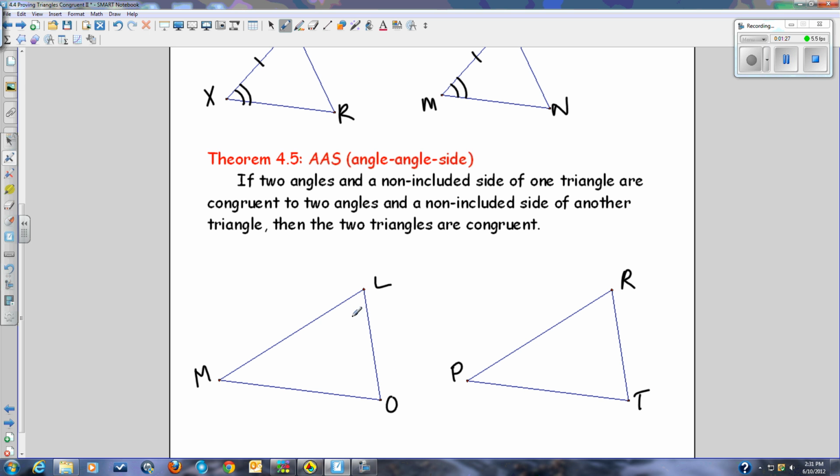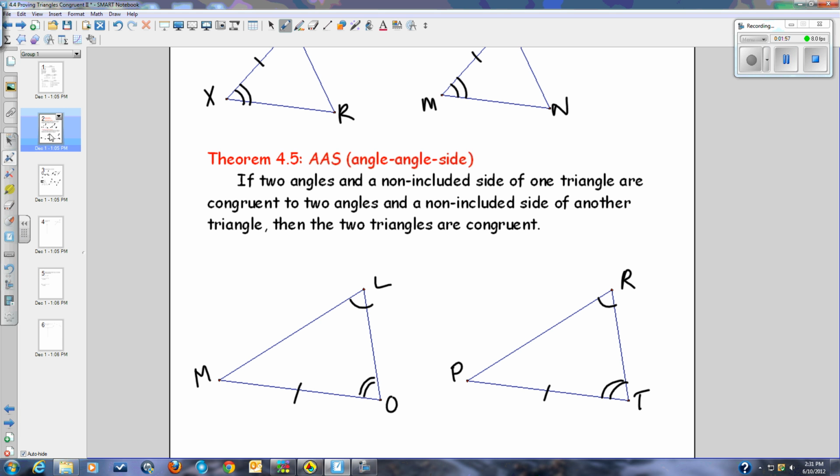So we're looking at two angles in a row, two consecutive angles being congruent. So for instance, angle L and R and angle O and T. And then a side not between those two angles, but one of the other two sides. So for instance, PT and MO. This demonstrates angle, angle, side. All right, so that's what that looks like. Let's move on.